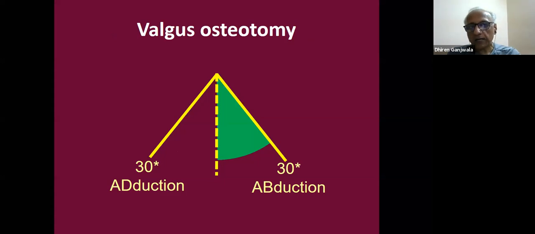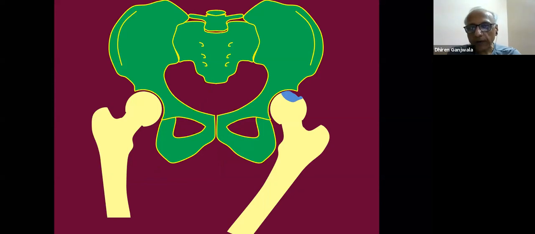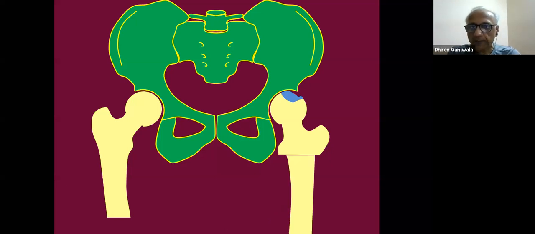So now what happens, let's see that. Next, please. So when you do, you see that this is a better situation. You take out a wedge and then you shift the distal fragment laterally. So that's the valgus osteotomy.